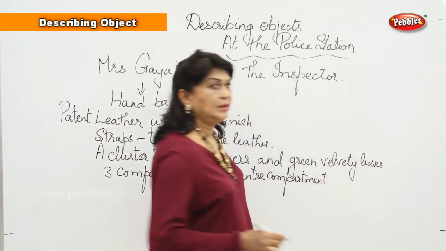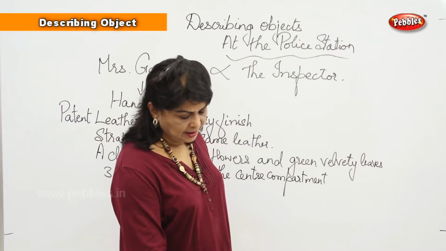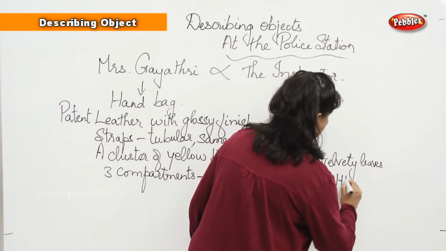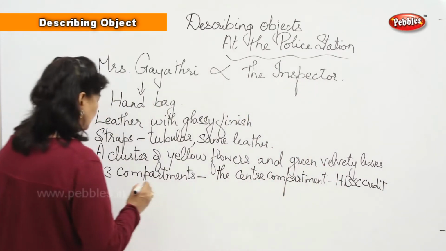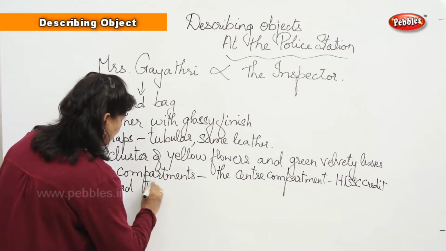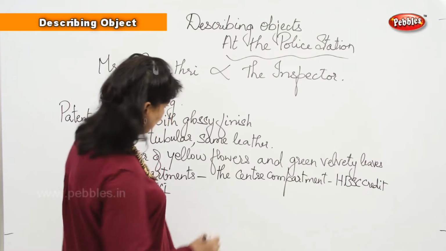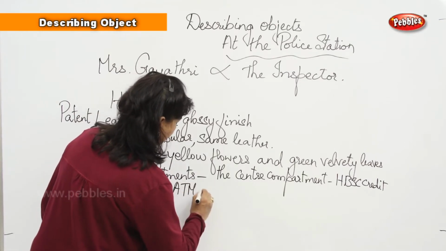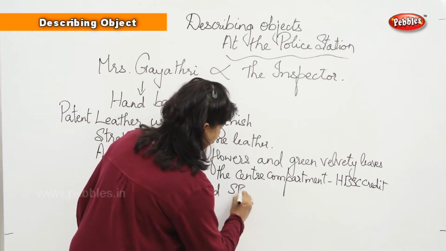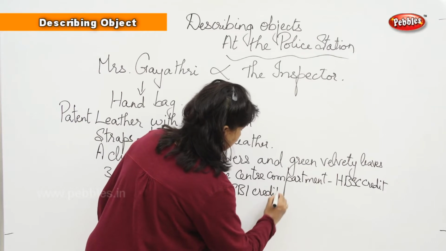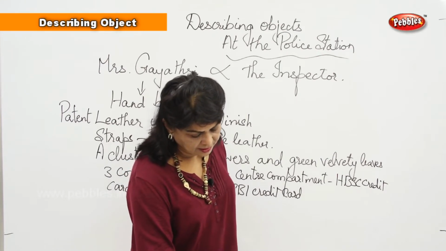What does it contain? How many credit cards? It has an HSBC credit card, then an ICICI ATM card, and then what else does it have? State Bank of India, SBI credit card. What else does it contain? ID card, office ID card.